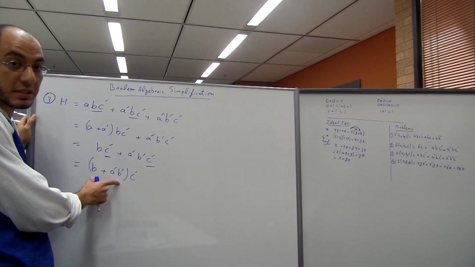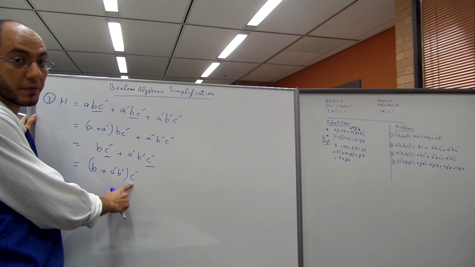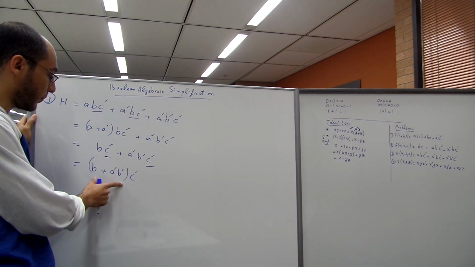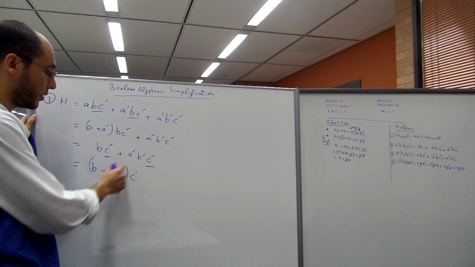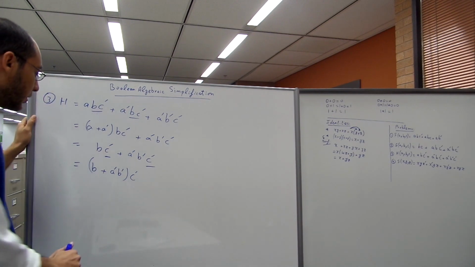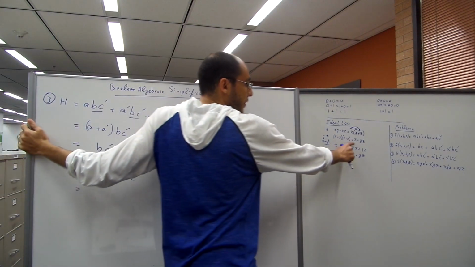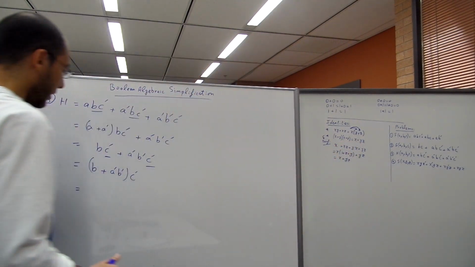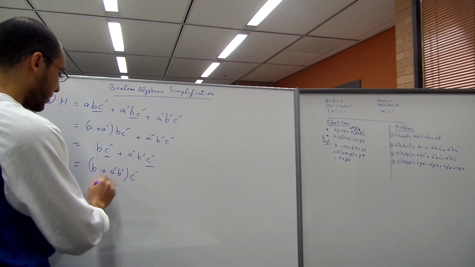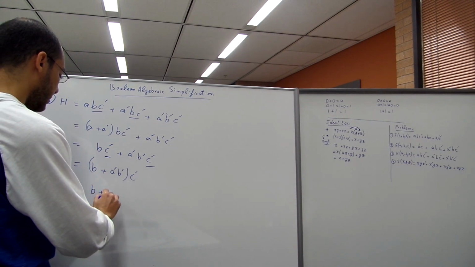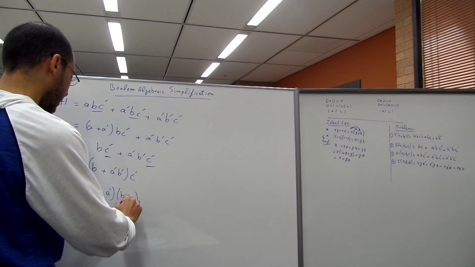Where did this parentheses come from? I took the C bar outside, that's the common factor between these two terms. And then what I'm left with is, in the first term, B, and in the second term, A bar, B bar. Okay? So if you look at this, you can make use of this identity. The way that I memorize this identity is by distributing the addition over the multiplication. So I'm going to replace this bracket with B plus A bar, B plus B bar.